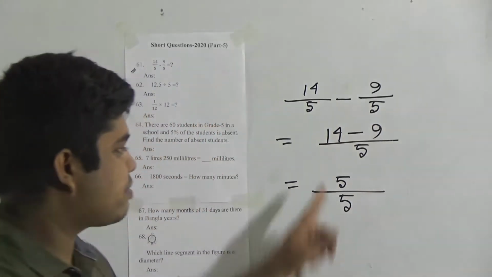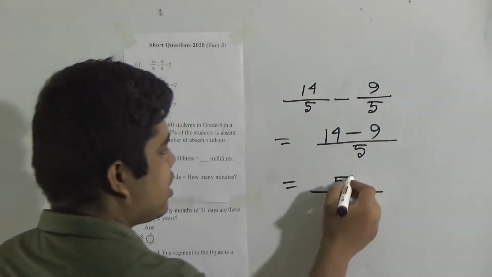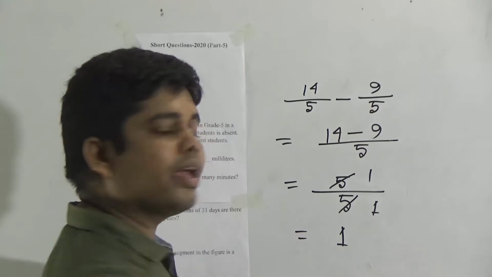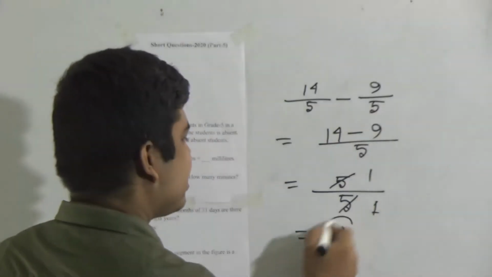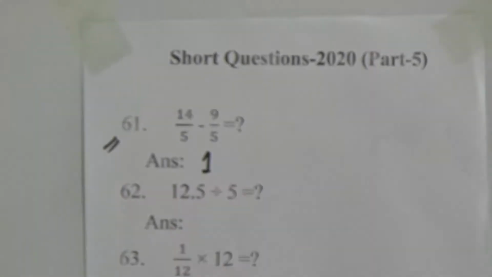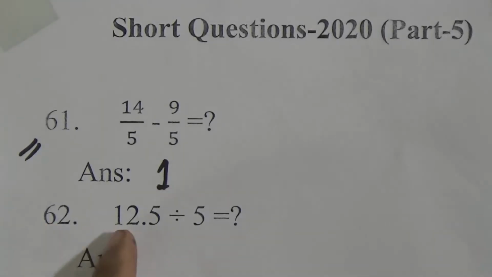My dear student, notice 5 by 5. That means we cut this number by 5. 5 on the 5 and 5 on the 5, that means 1. Okay. I hope you have understood. Dear student, this is the answer of the subtraction of these two fractions. So I write this answer 1. Okay. So dear student, our next one is 62.